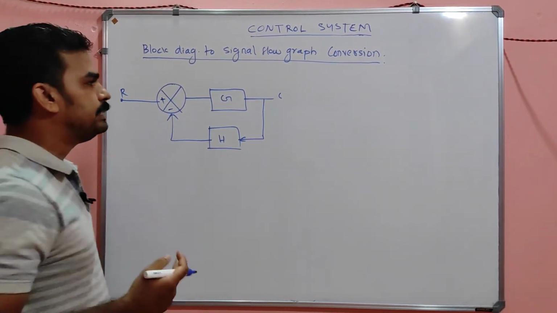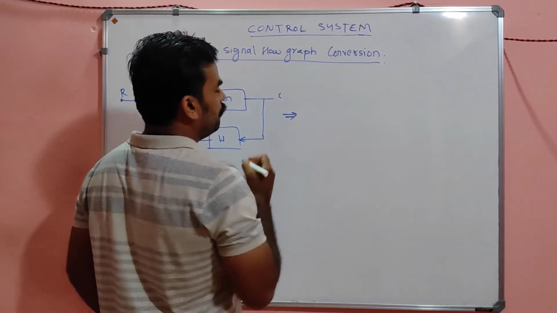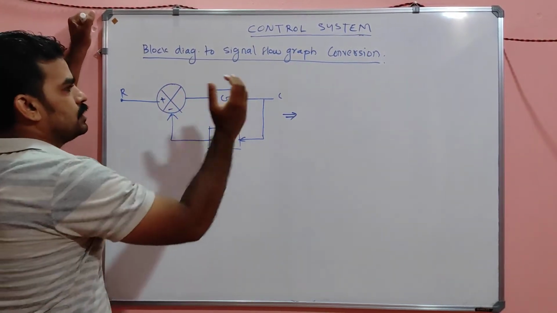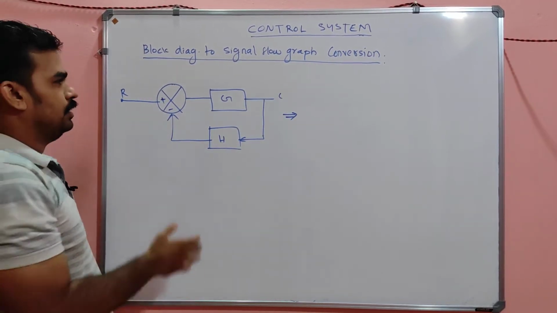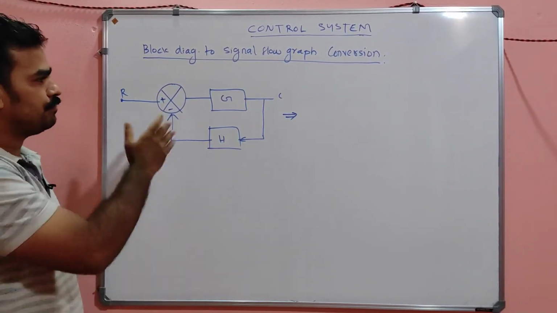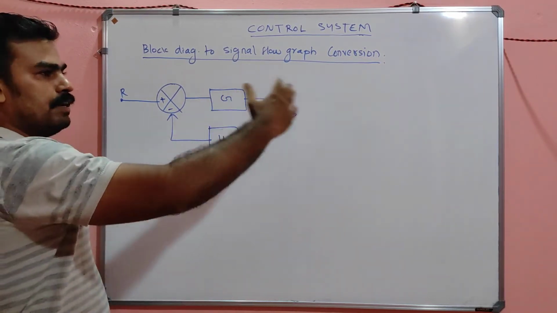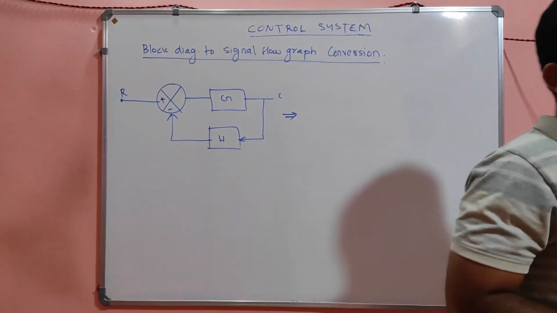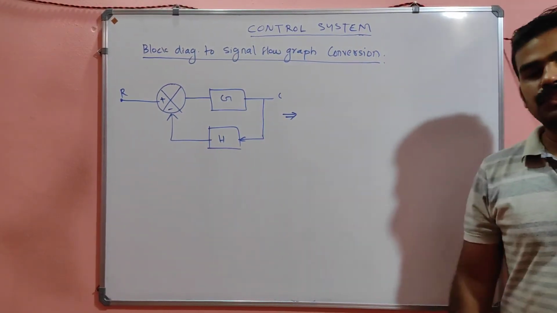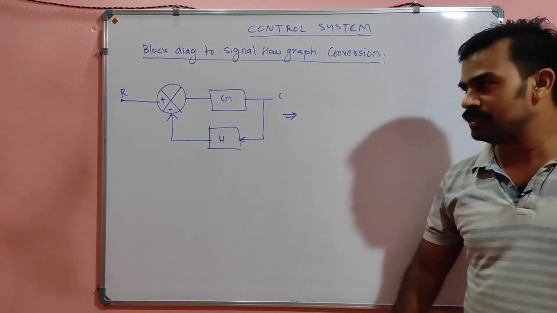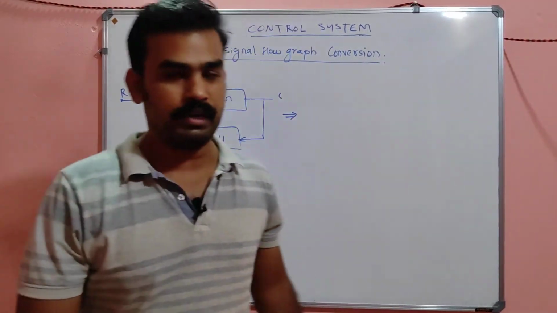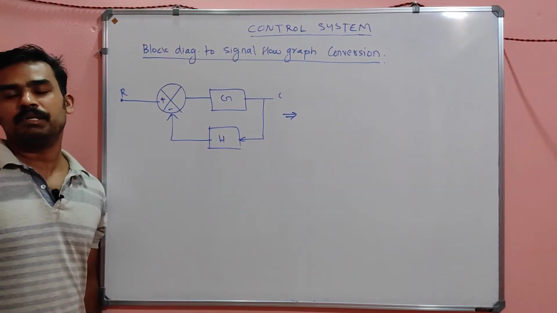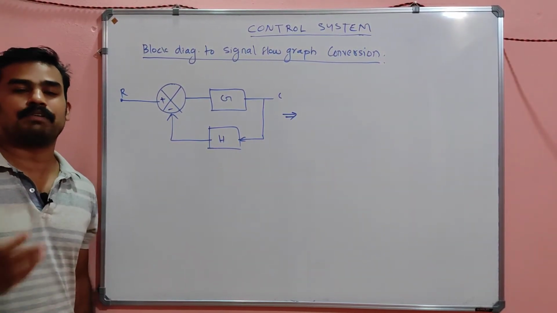So in order to convert it to a signal flow graph: from this block diagram, if someone wants to ask you the C by R ratio, you can directly find it from the block diagram itself. But suppose the block diagram is very big. The best way to find the transfer function, or C by R ratio, is to convert that block diagram into a signal flow graph, my dears. Signal flow graph is actually a super tool to find the transfer function.